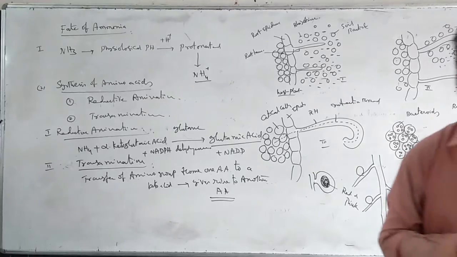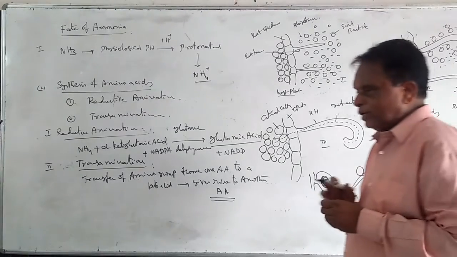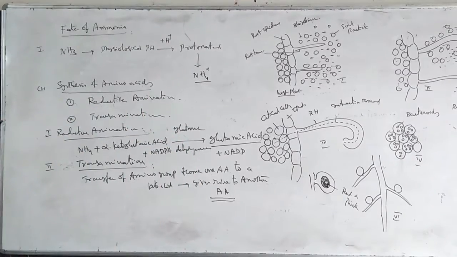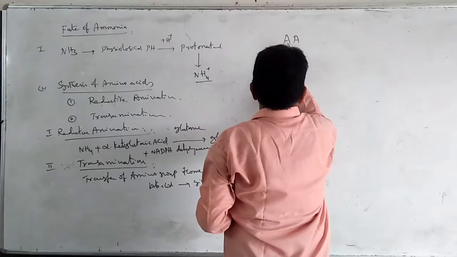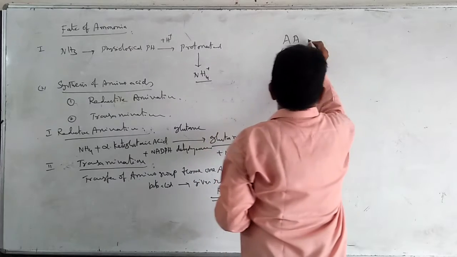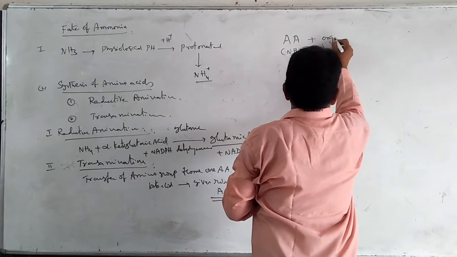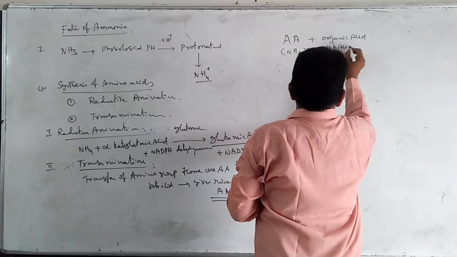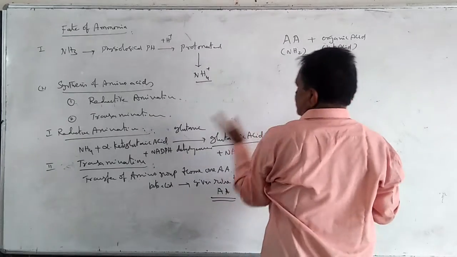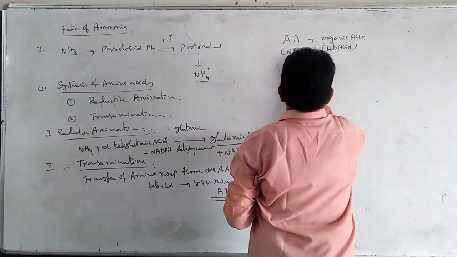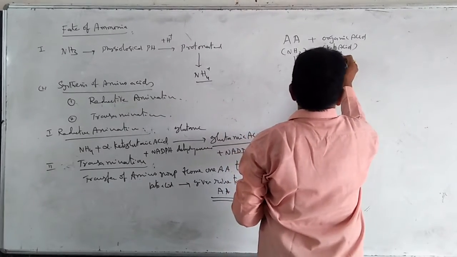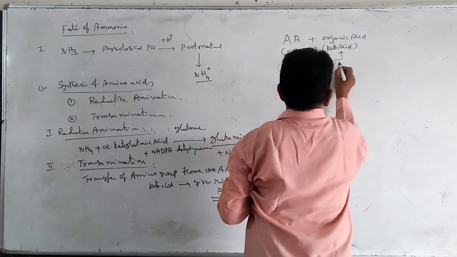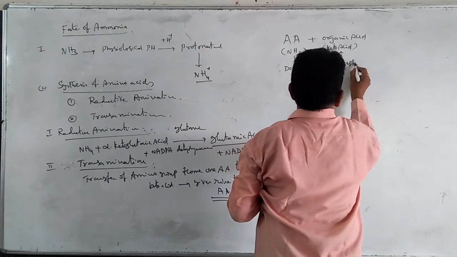Amino acids have amino groups. An amino acid combines with an organic acid. This amino acid has an NH2 group. If this amino acid combines with an organic acid, this is called a keto acid. During this transamination, the amino group is accepted by the keto acid. So this amino acid is called the donor, and this is called the acceptor.